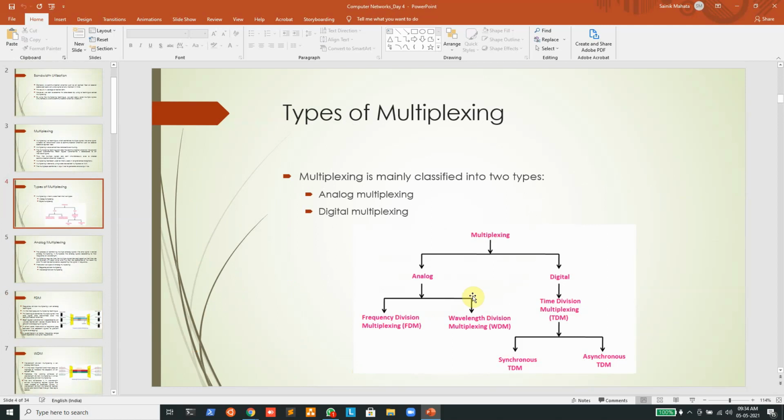Just before moving on, we need to understand that multiplexing can be mainly classified into 2 types. The first one is for analog signals, and that is known as analog multiplexing. Generally, analog multiplexing has two types: one is frequency division multiplexing, and one is wavelength division multiplexing, right? Secondly, we have digital multiplexing, and in digital multiplexing we have only one type, that is time division multiplexing. Time division multiplexing can again be broken down into 2 more parts: synchronous time division multiplexing and asynchronous time division multiplexing.